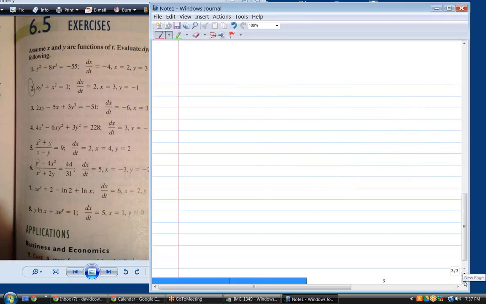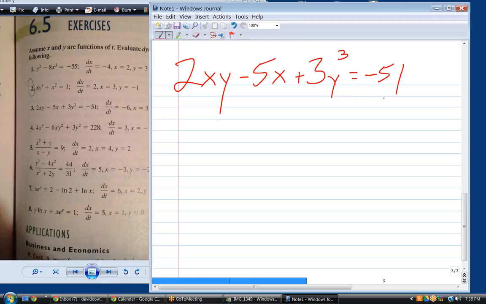Okay. 3. Let's just do 3 to get you up on how to apply the product rule. Can be a little tricky. Implicitly differentiating with product rule. Okay. Go ahead and start.